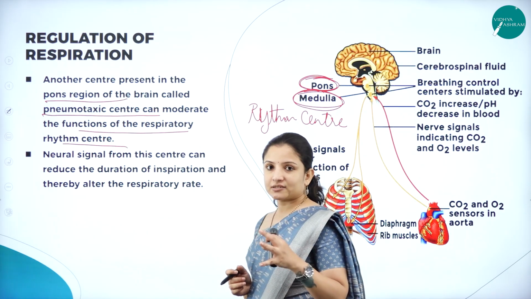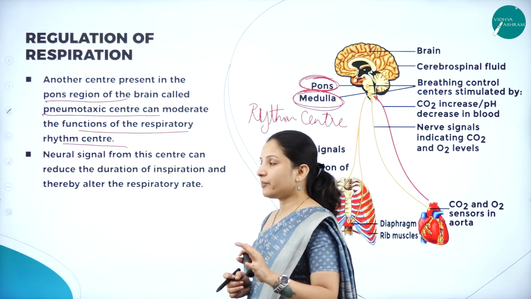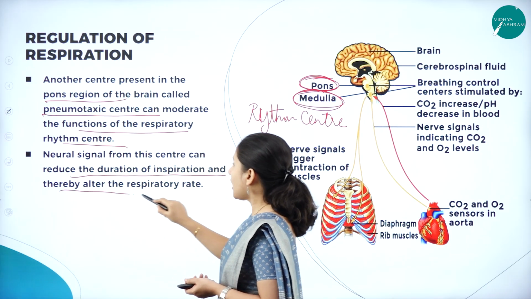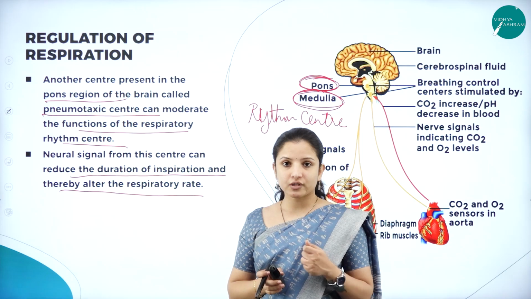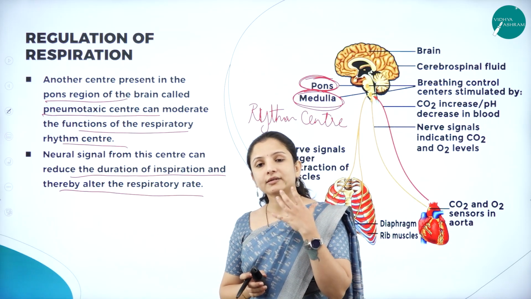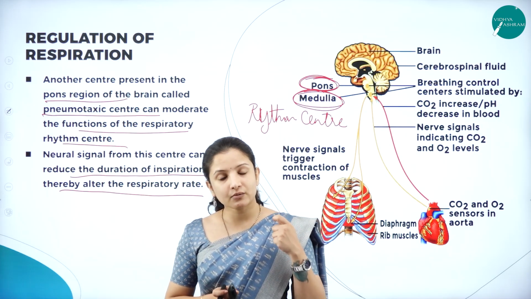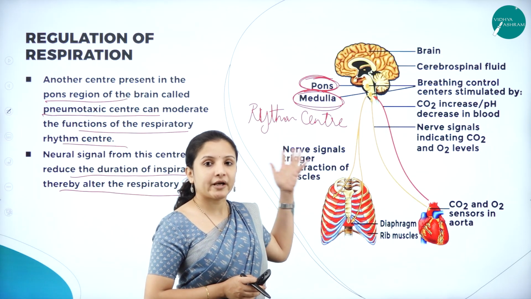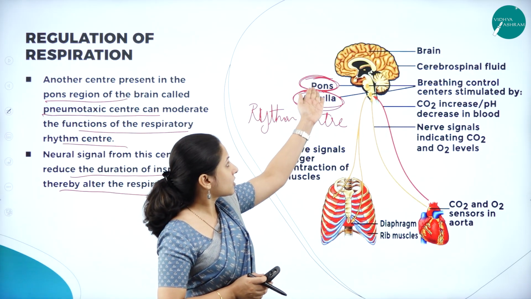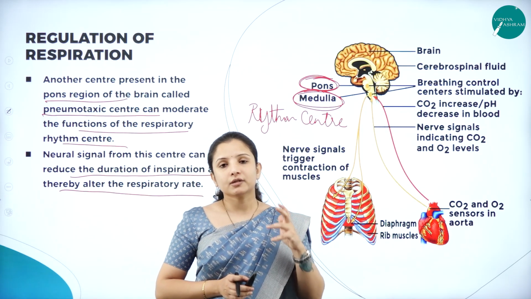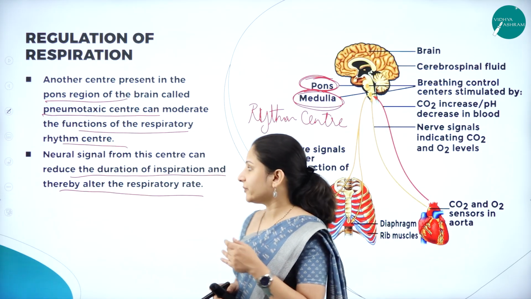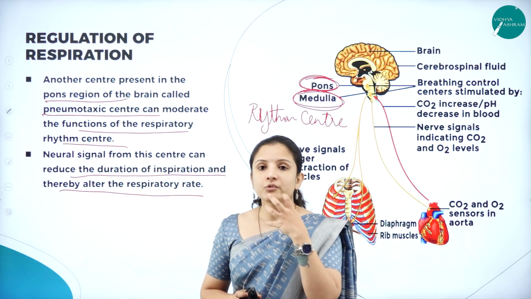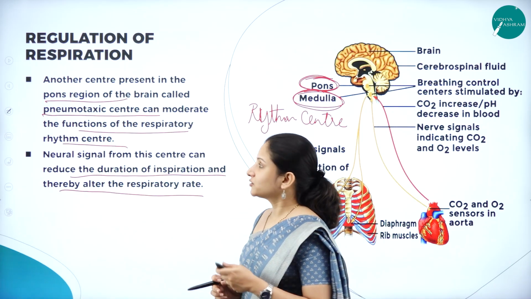And the neural signal from this center, from the pons as well as from the medulla, can reduce the duration of inspiration and thereby alter the respiratory rate. How much we should inspire, how much air we should take in, all that is easy to understand. So which is the organ in our body that actually controls our breathing? It is the brain. Which part of the brain? The medulla part. The medulla part is coordinated or controlled by the pons region of the brain. So it is the medulla part of the brain which actually decides the duration of inspiration, how much we have to take in. So that is what controls it.